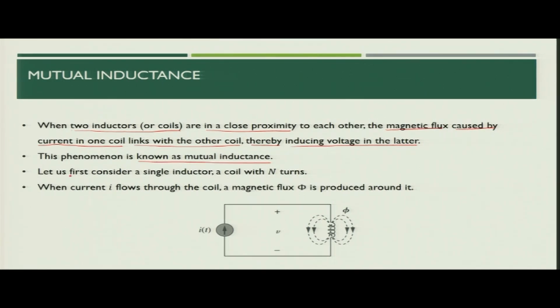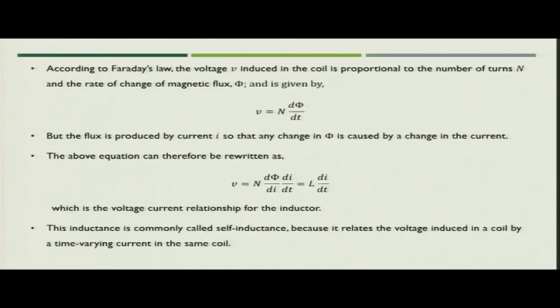Now, let us first consider a single inductor, where the coil has N number of turns. When the current flows, let us say the current i is flowing through the coil, the magnetic flux phi will be produced around it. If you see the figure, the current i is flowing in the inductor and flux phi is generated. Because of that flux, you will have the voltage v induced. Now, how will the voltage be induced?